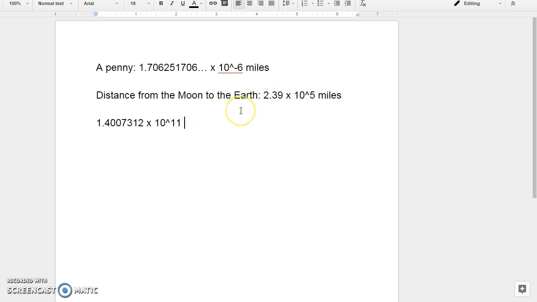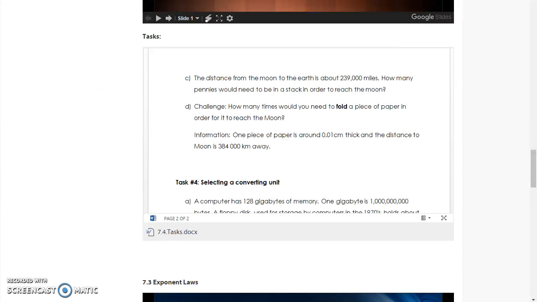So there you have it. This is how many pennies. How high is the one penny? And this is how many pennies are required to fit the distance from the moon to the earth. So that's done. We're done for question C.